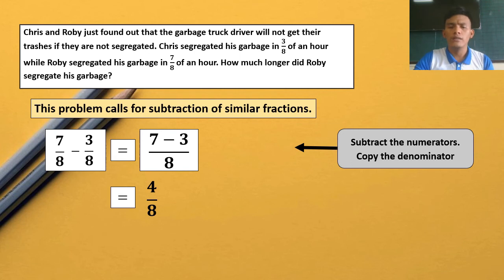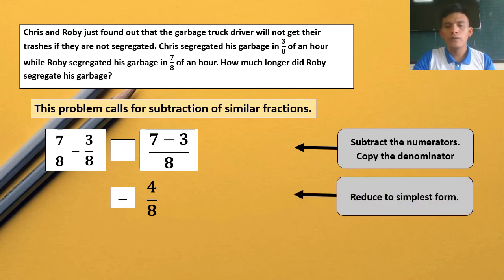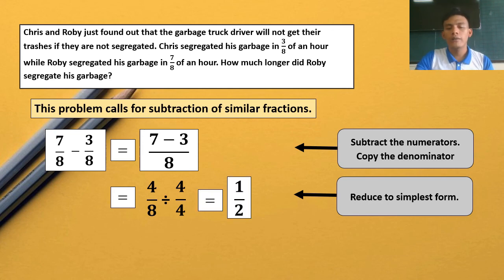4 over 8. Can we still reduce 4 over 8 to lowest term? Yes, we can reduce 4 over 8 to simplest form, or lowest term. We divide 4 over 8 by 4 over 4. 4 divided by 4 is 1. 8 divided by 4 is 2. And the answer is 1 over 2.